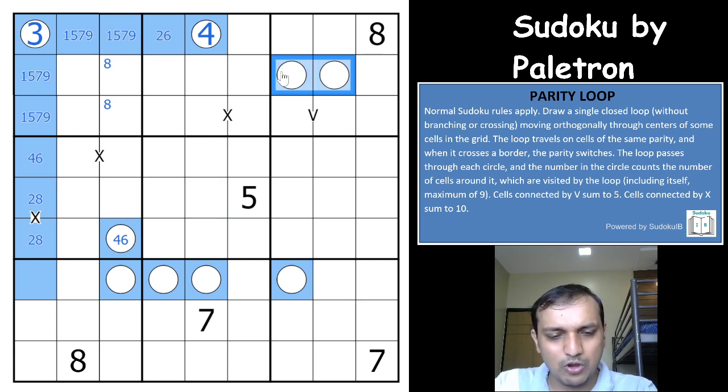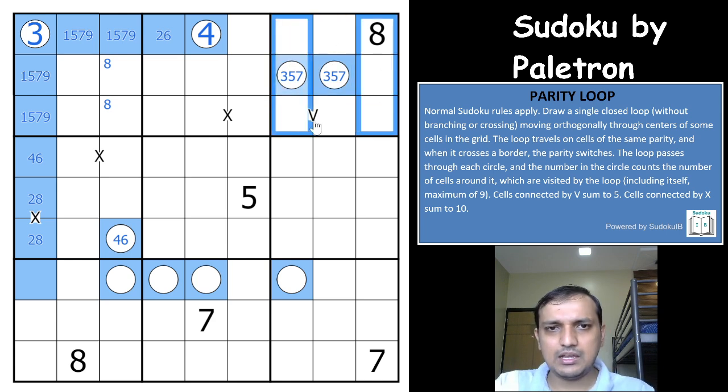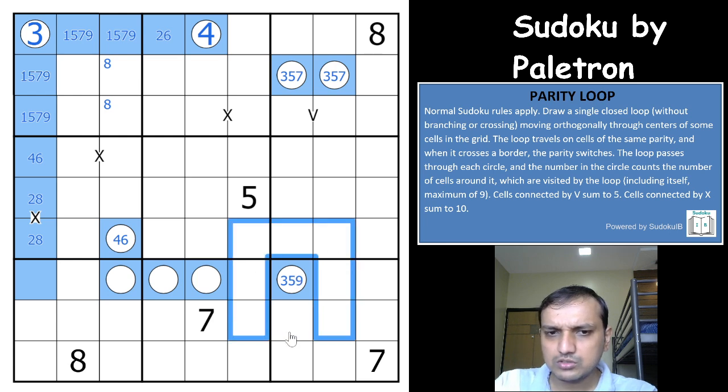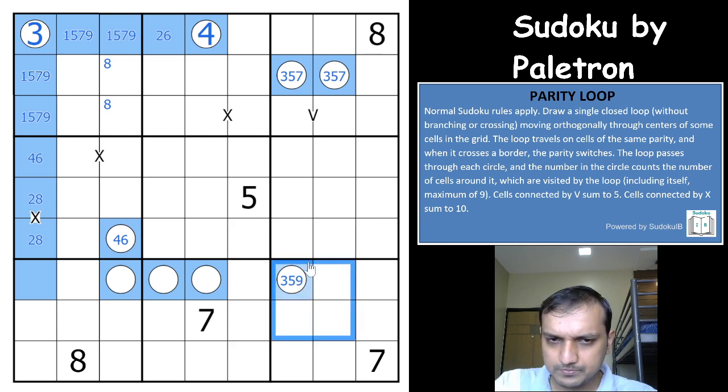So this would have to be odd. 3, 5, 7. Of course 9 is not possible here, 9 is not possible here as well, because all of these 6 cells cannot be of the same parity, and even all of the 9 cells cannot be of the same parity. This would have to be odd again. 3, 5 and 9. Here 9 is possible, I think, because all of these can be odd. These can be odd. This is even.